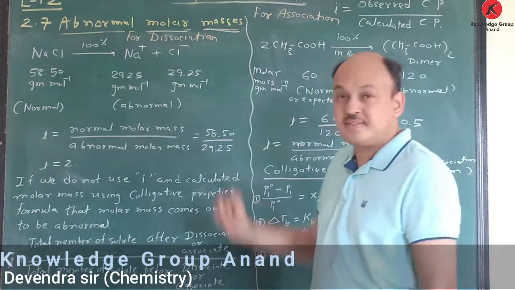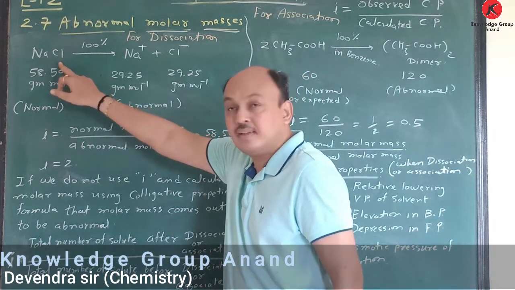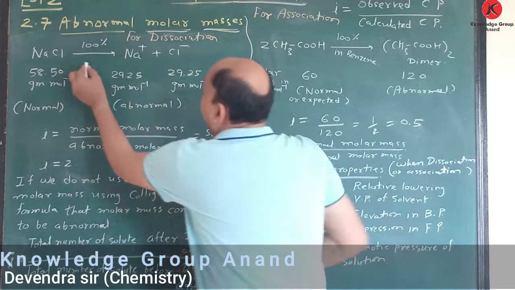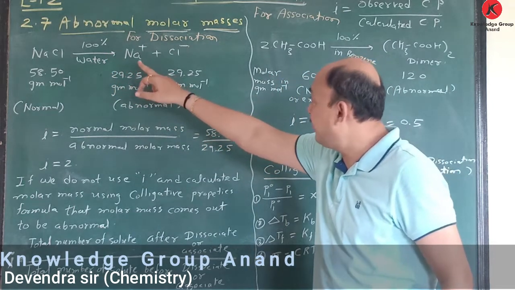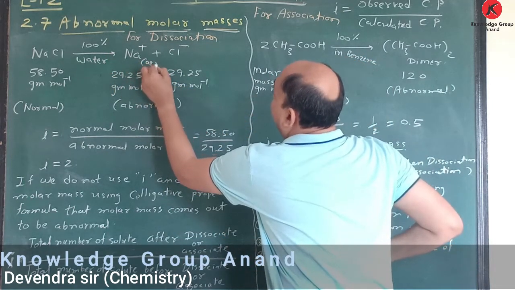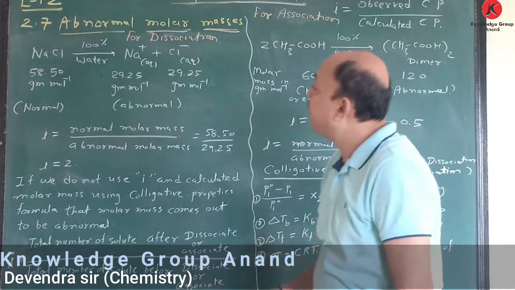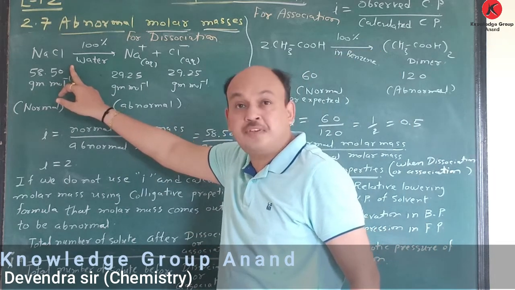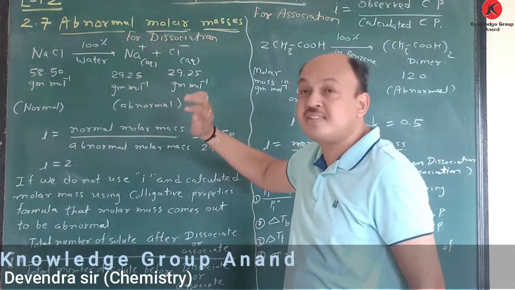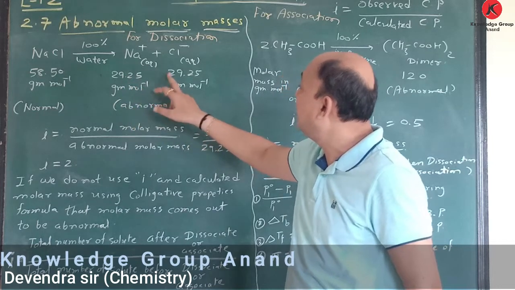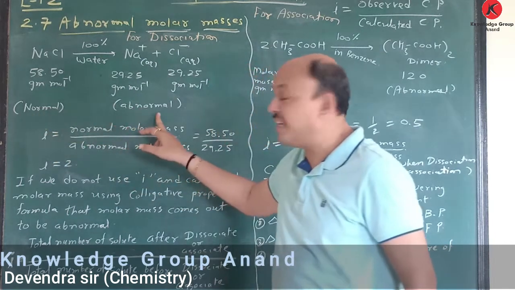Studying abnormal molar mass for dissociation. You see, NaCl, that is sodium chloride, if it is dissolved in water, 100% dissociation takes place. So it produces Na+ aqueous and Cl- aqueous. Here, the molecular mass of NaCl is 58.5 grams per mole. But in the observed value, Na+ and Cl- are dissociated, that's why 29.25 grams per mole. So this is considered normal, and this is considered abnormal.